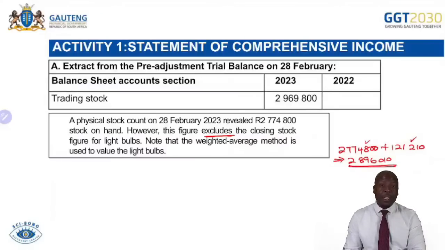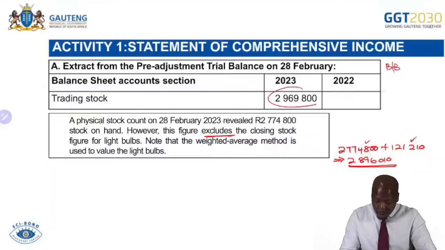2,896,010. However, we understand that we will have stock on hand and stock in the business books. Let me repeat that. We will have stock in the business books. This is your trading stock in the trial balance, the stock according to the business books. The records show that we have 2,969,800. This is the stock according to the business books.